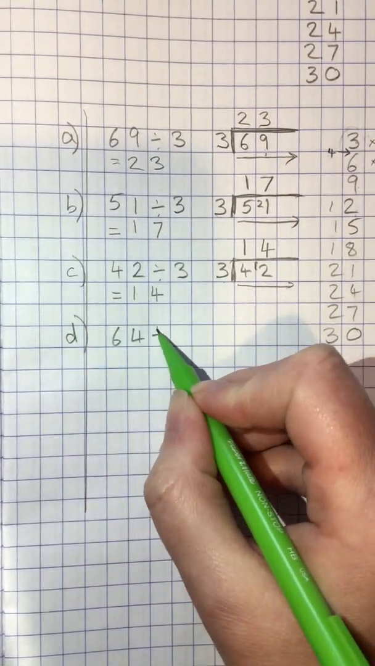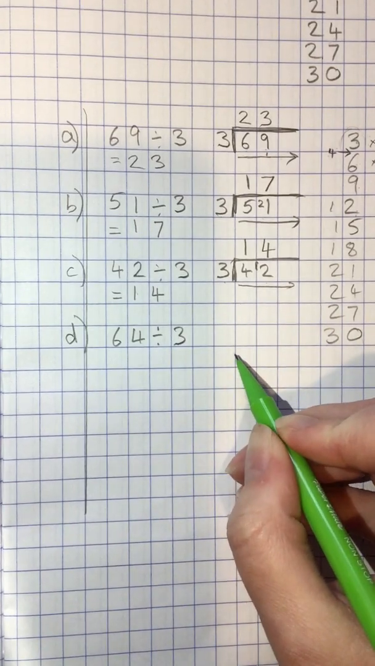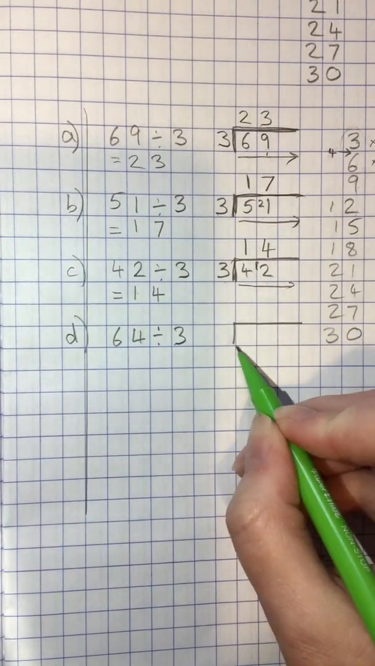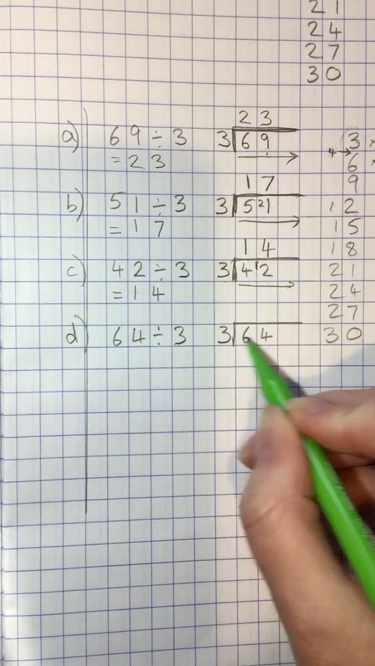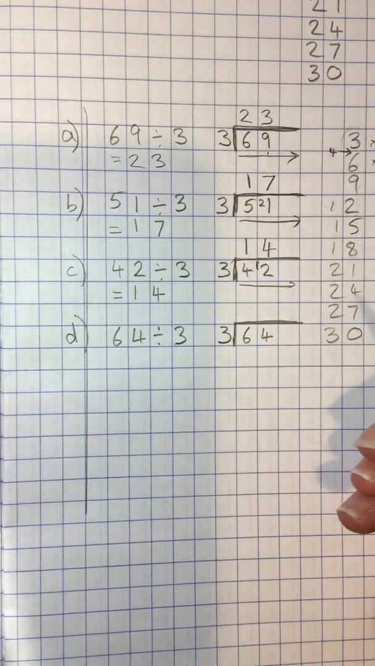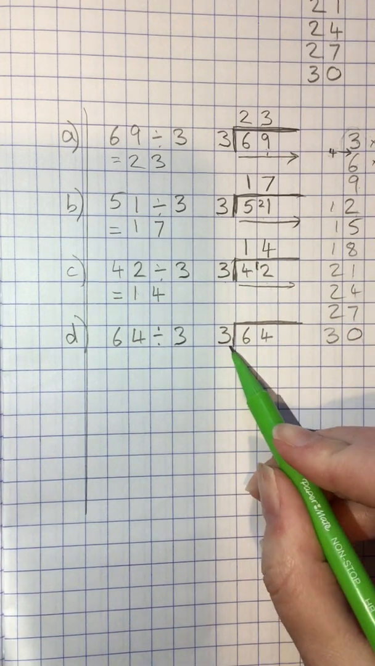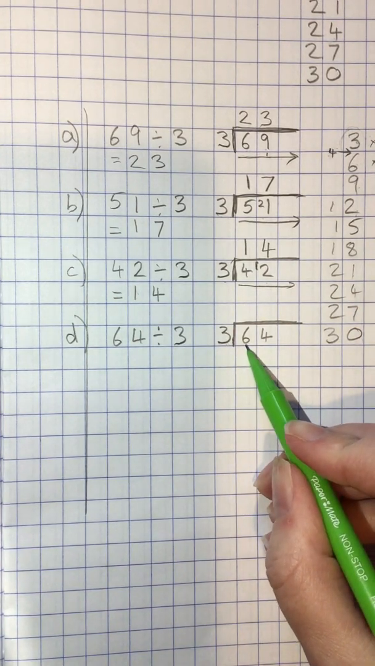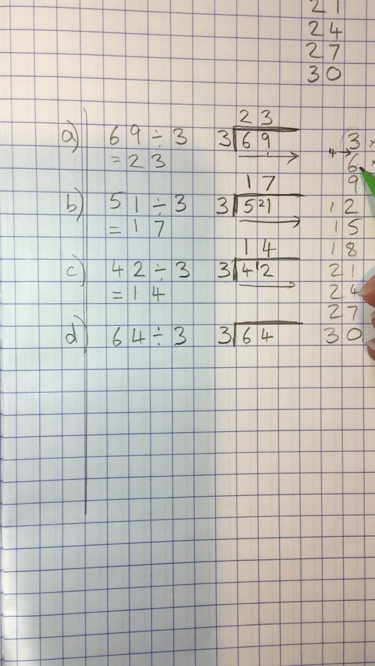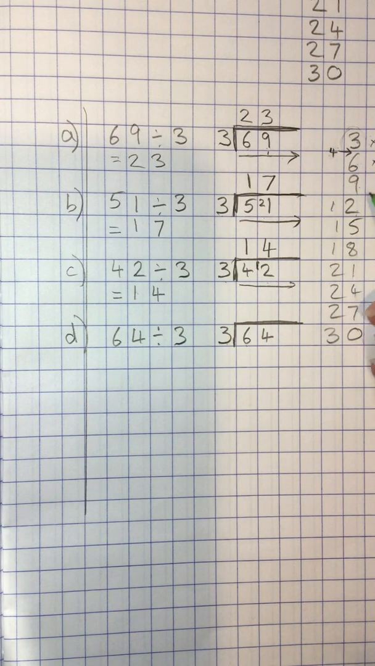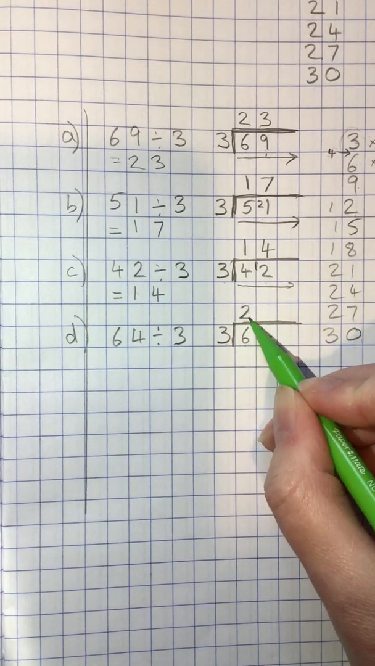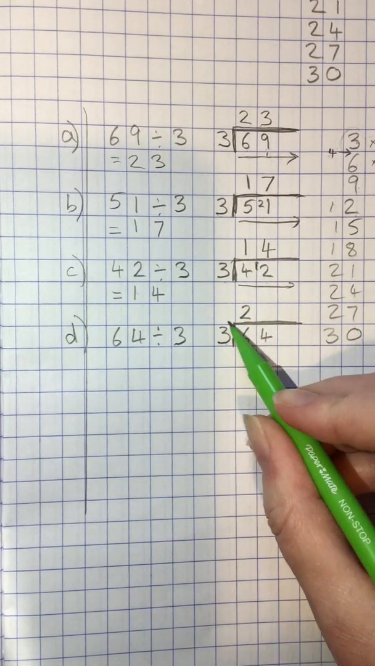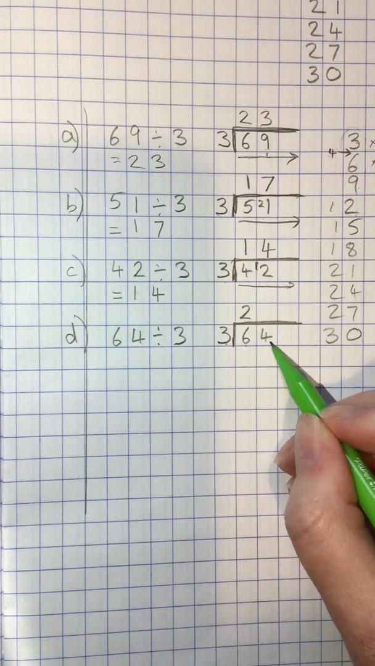64 divided by 3. So lay it out correctly. I'm dividing by 3 and I'm starting with 64. That's the dividend. How many 3s go into 6? 1, 2. 2 3s go into 6. So that's what comes above this digit. There's nothing remaining. And now I ask myself, how many 3s go into 4?